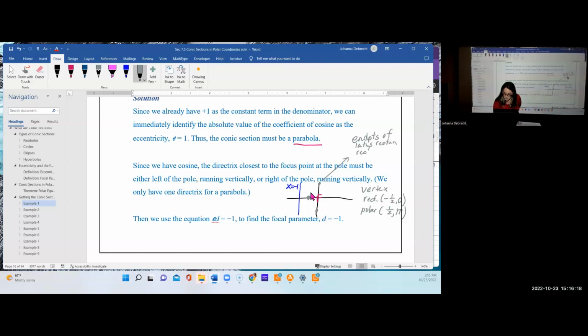In the rectangular system, this would be at 0, 1. And in the polar system, it would be at 1, pi over 2. And this down here would be at 0, -1 in the rectangular system. And in the polar system, it would be at 1, 3 pi over 2. Oops, I wrote rectangular. Polar. Right?